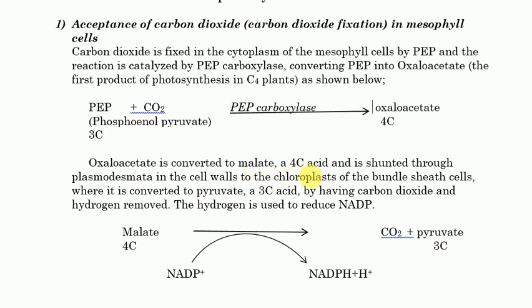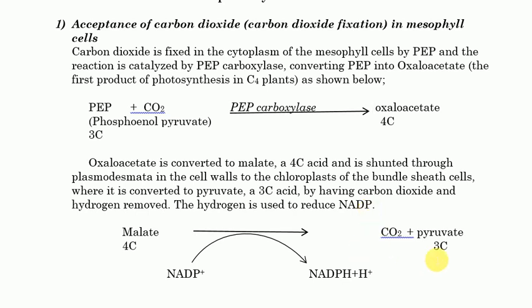and is shunted through the plasmodesmata in the cell wall to the chloroplast of the Bundle sheath cell, where it is converted to pyruvate, a 3-carbon acid, by having carbon dioxide and hydrogen removed. The hydrogen is used to reduce it. So this is still the first step, that the oxaloacetate is converted into malate.